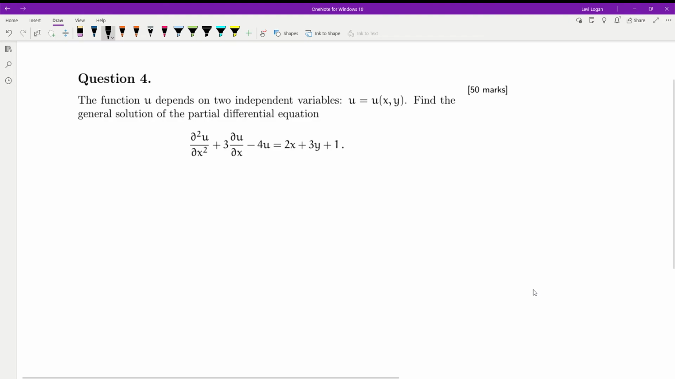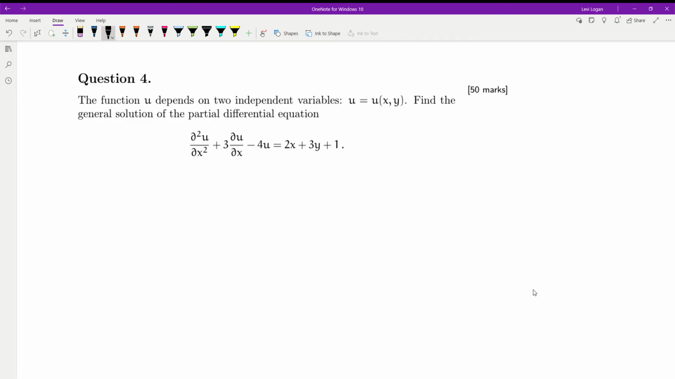Taking a look at question 4 from the course Harmony and Partial Differential Equations. So this question is worth 50 marks. And yeah, let's just get straight into it. The function u depends on two independent variables, where u is a function of x and y. Find the general solution of the partial differential equation.